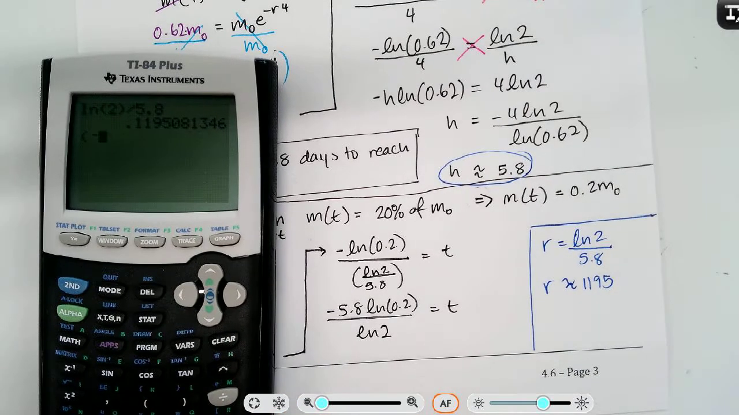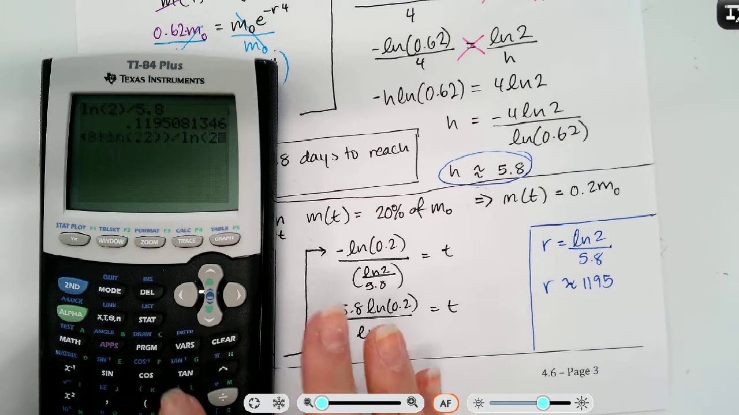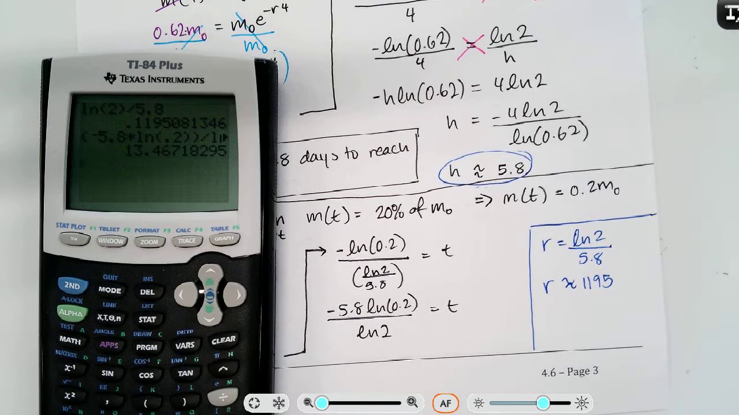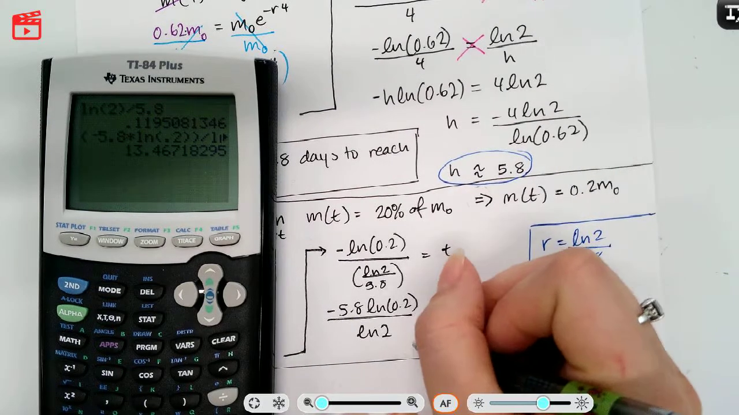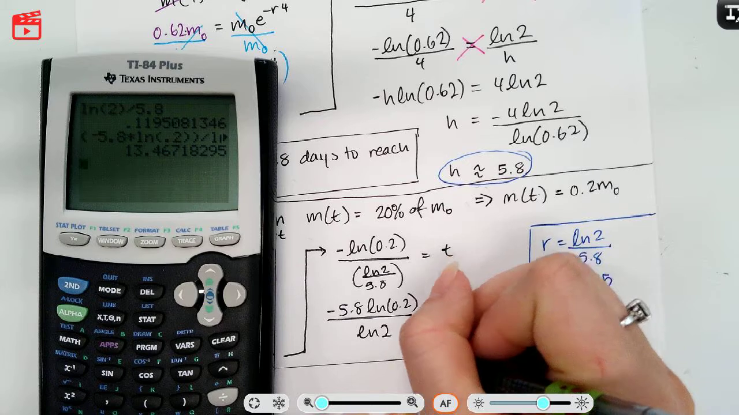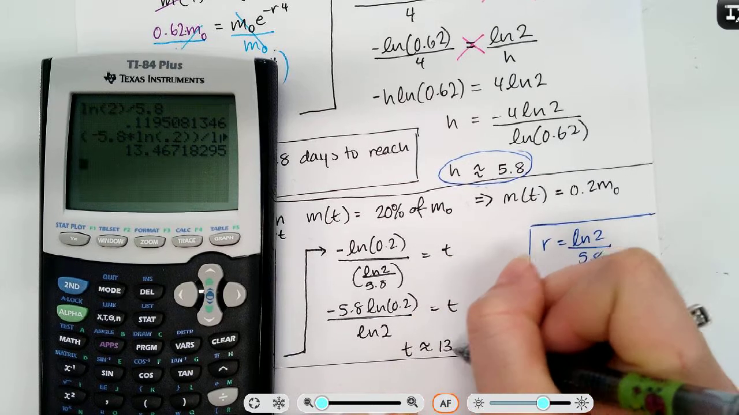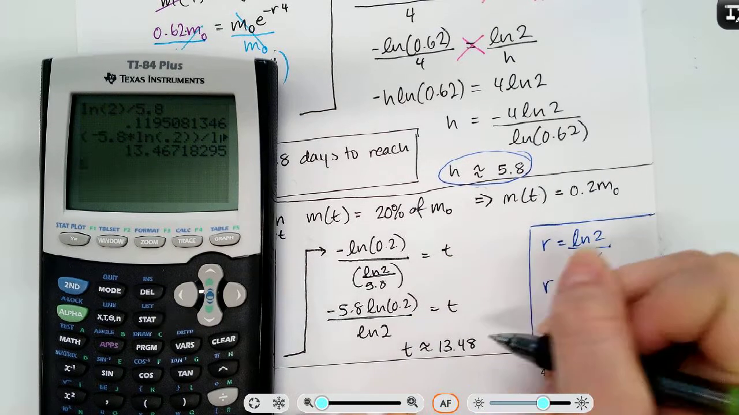So let's plug that into our calculator. Open parentheses, negative 5.8 times natural log of 0.2, divided by natural log of 2. All right, so t is approximately 13.48.